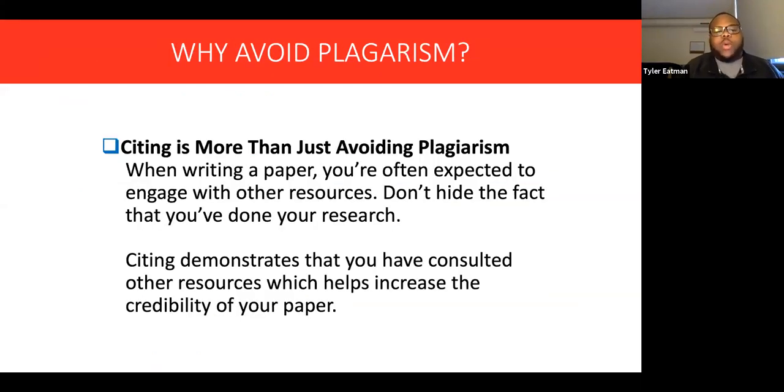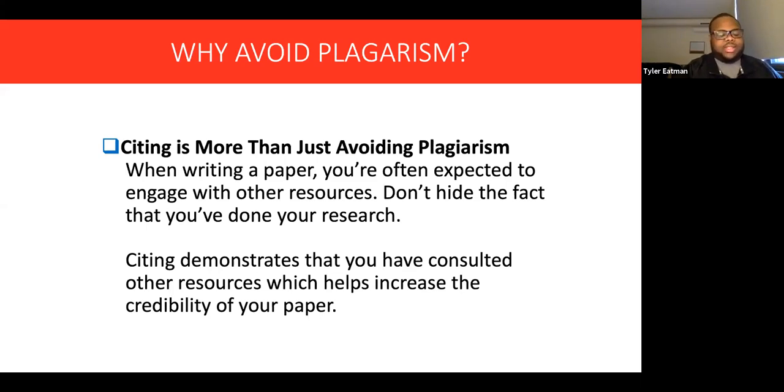And so why to avoid plagiarism is because when we're writing a paper, you often expect to engage with other sources. So don't hide the fact that you have done research. Definitely don't do that. Don't hide that. You have done a lot of research, so focus on plagiarism and understanding that you have done this research, but just don't rewrite what they're trying to say.